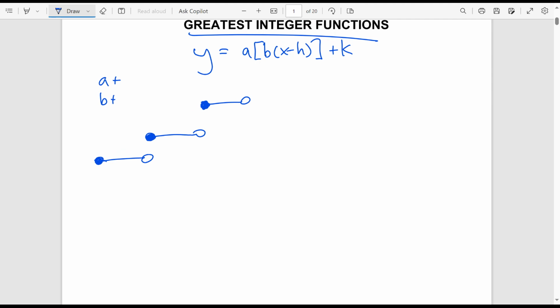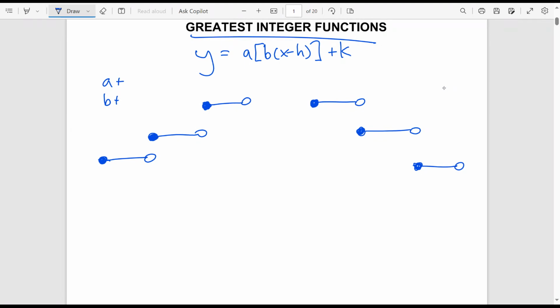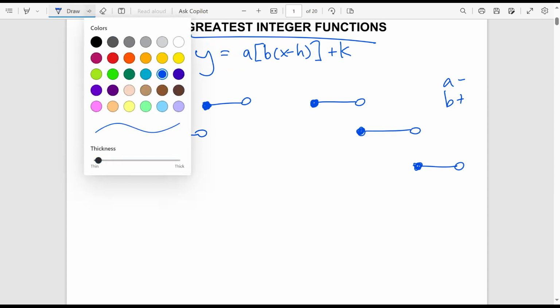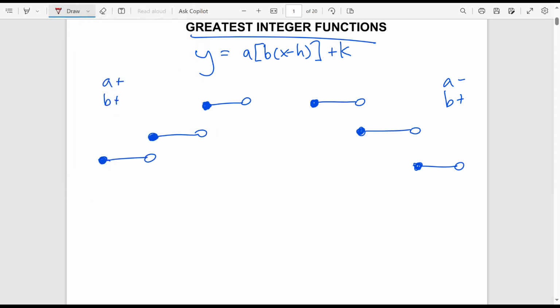Now, alternately, what if it stepped down? So we went this way. Then this guy here is going to be A is negative and your B is positive. Because I want you to think about it this way. You can add these little arrows in if you want. We always start where the circle is filled in.